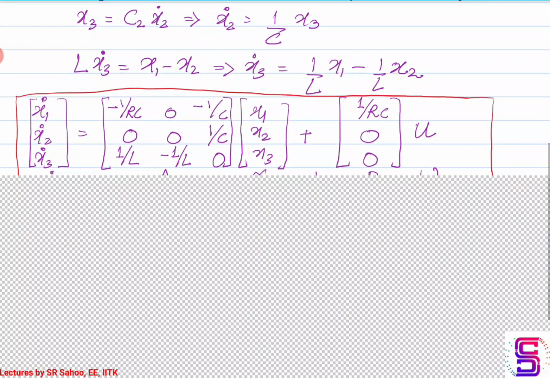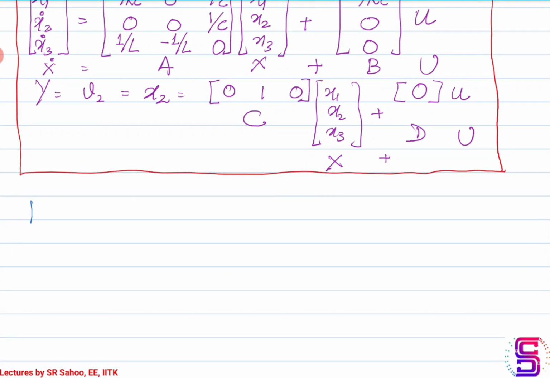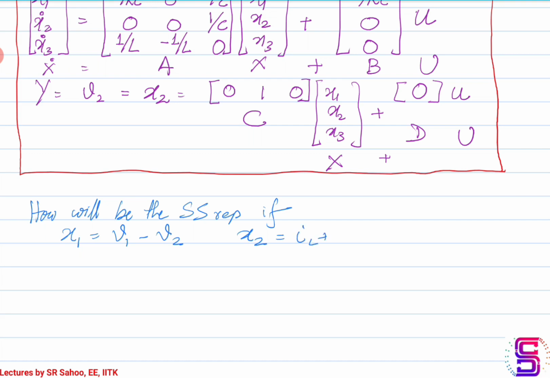And for the last case, I'll pose it as this. How will be the state space representation if x1 is v1 minus v2, x2 is il plus v1, x3 is v1 plus. Okay, so try to find out the state space representation.